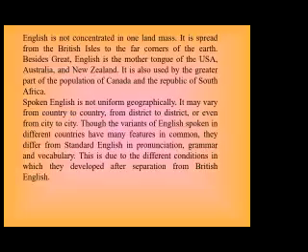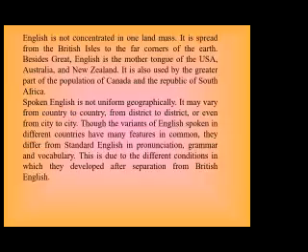Besides Great Britain, English is the mother tongue of the USA, Australia, and New Zealand. It's also used by the greater part of the population of Canada and the Republic of South Africa.